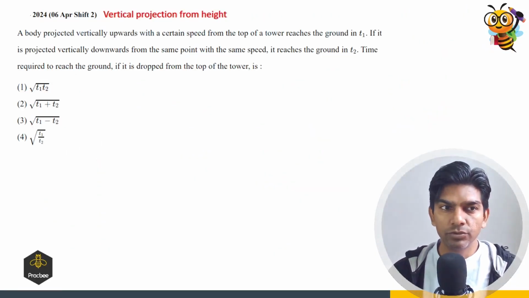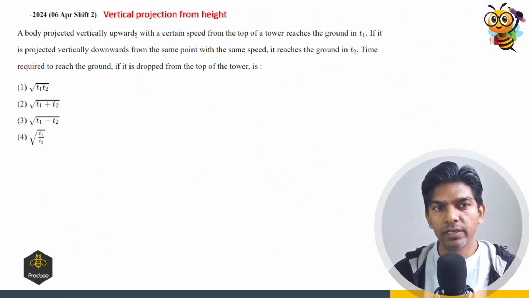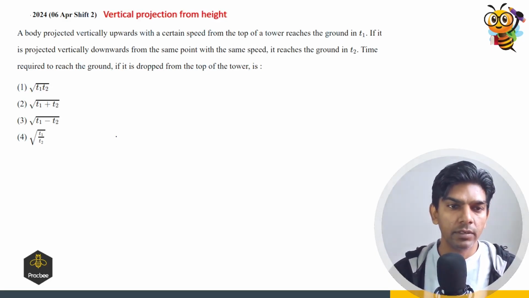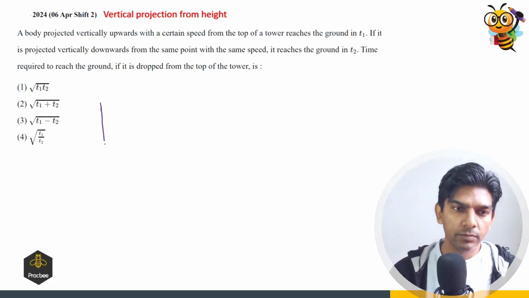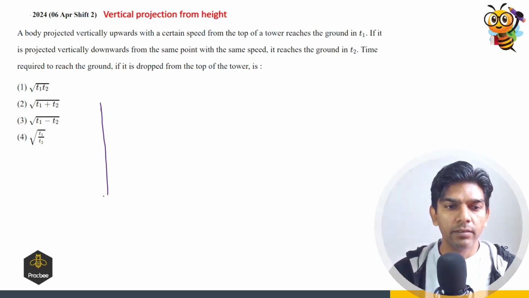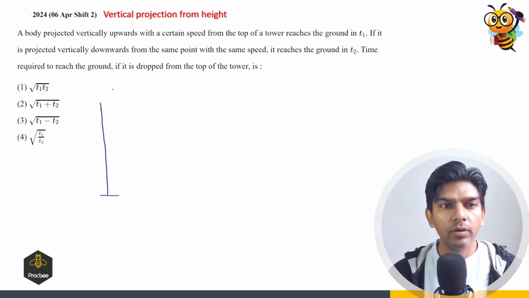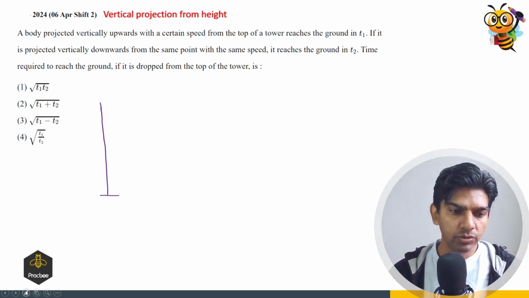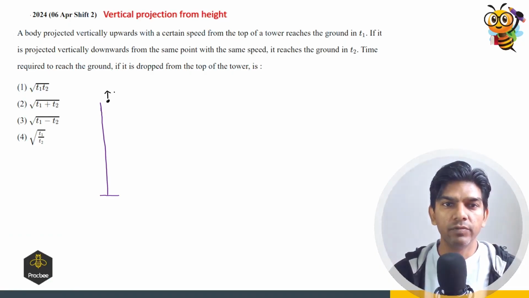Now let us see the next question. A body projected vertically upward with a certain speed from the top of a tower reaches the ground in T1. So we have a tower and a ball is projected vertically upward. So we are projecting a ball in the upward direction. Let us say the velocity is u.